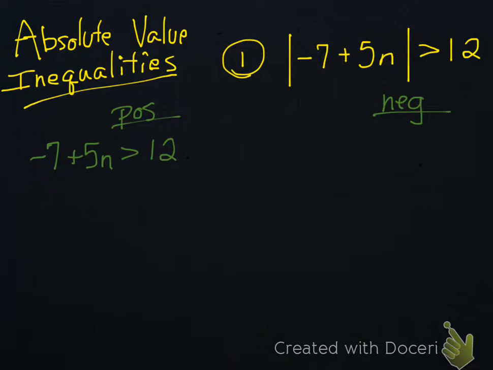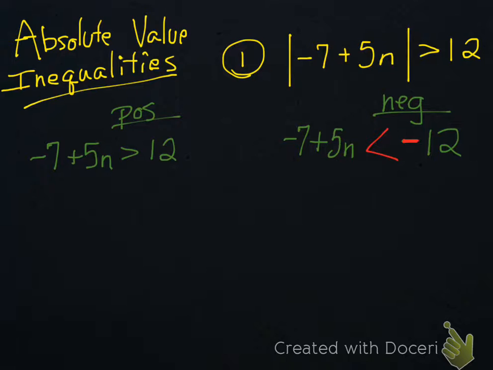For our negative case, the absolute value side stays the same, but we have to switch the inequality symbol and we have to change the sign of the 12 on the other side to be a negative. So we have to make sure we do both of those things for our negative case: switch the direction of the inequality symbol and change the signs of everything on the other side. Now we have two separate independent inequality problems.